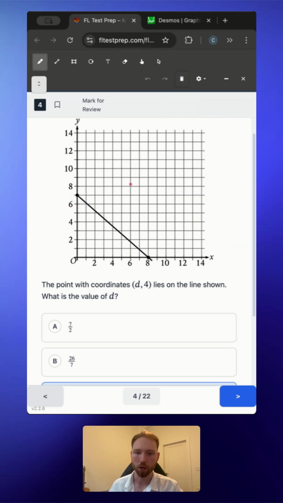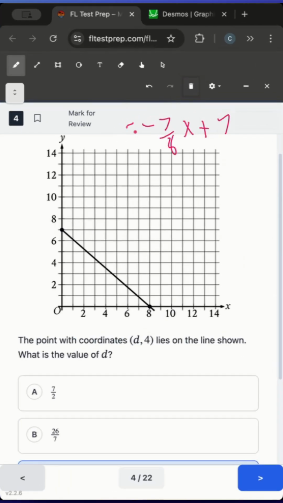Here's what we know. We know that our slope is negative 7/8, and our y-intercept is going to be positive 7. So now we have our equation for the line. So we're just going to need to plug in our points. So we know when x equals d, y equals 4. So I know 4 equals negative 7 over 8 times d plus 7.